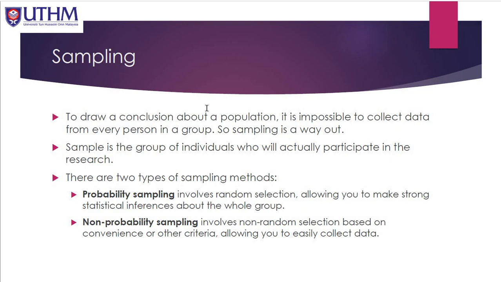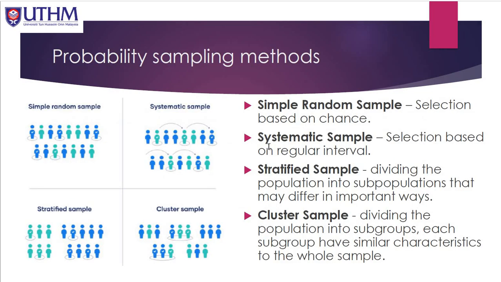One is probability sampling, which involves random selection, allowing you to make a strong statistical inference about the whole group. Another one is non-probability sampling, which involves non-random selection based on convenience or other criteria, allowing you to easily collect data. So this is about sampling. You want to take the sample. Either you make probability sampling, random selection, or it's a non-random selection, which means it is set by yourself.